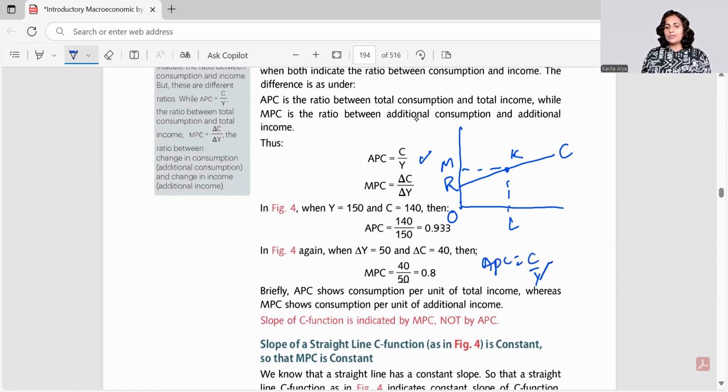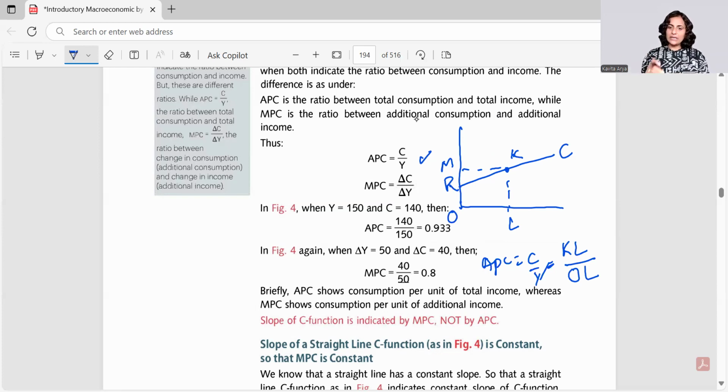C by Y. So at point K, what is the value of C? C is KL. This much is consumption. And what is the value of income? Income is MK or OL, one and the same thing. So this way you have given the pictorial presentation of the concept APC.